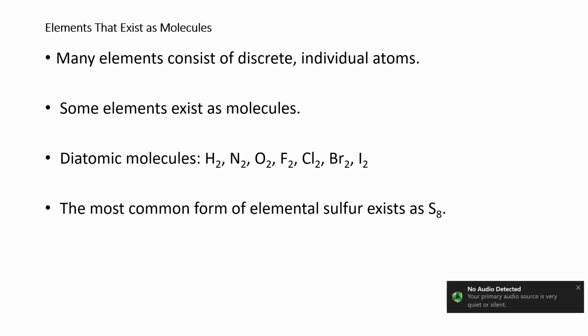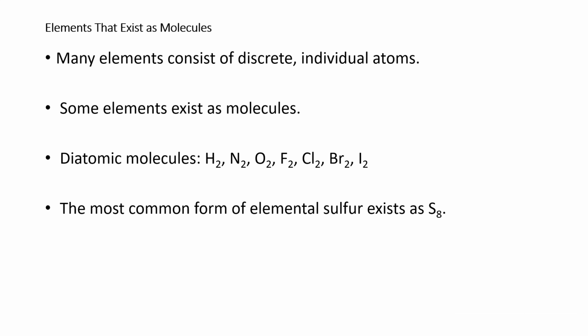Many elements consist of discrete individual atoms. Some elements exist as molecules. So diatomic molecules exist naturally in nature in pairs. You should be familiar with these diatomic molecules. Assumptions in this course are going to be made that you understand that these are diatomic molecules.